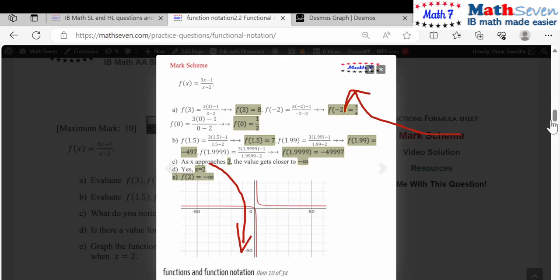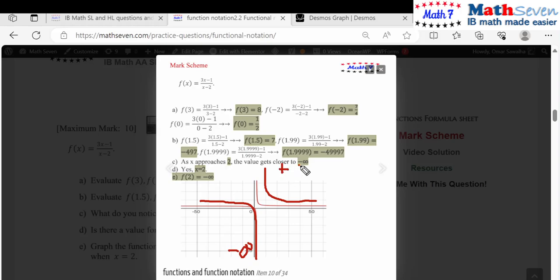Okay, like this. One goes like this and one goes like that. But the question says it means less than 2, the 1.999. So you can say it's going to negative infinity, like the mark scheme. But if it said from the right side, no, it's going to the positive infinity. If it said from the left side, no, it's going to the negative infinity. And it's clear from the graph. Look, when we approach 2 from the right, it goes up, and when we approach 2 from the left, it goes down. So here going to minus infinity and here going to positive infinity.